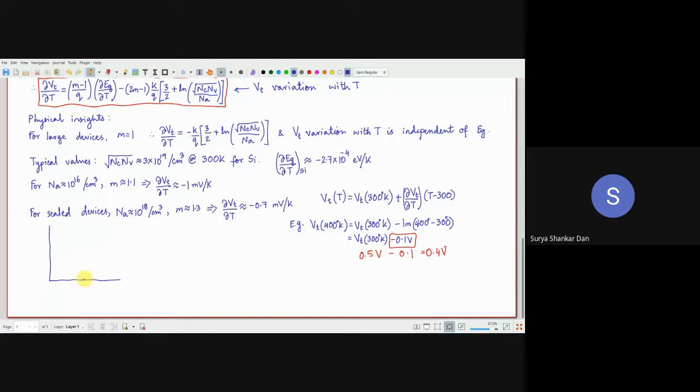What I'm suggesting is this is your ID, this is your VGS. Remember, we are speaking about digital operation here, so I'll look into the ID versus VGS plot. This is VT at 300 degrees. Now, the same thing simply shifts by 0.1 volts.